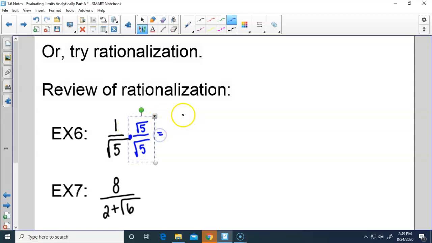So here we would just get 1 times the square root of 5 in the numerator, so just square root of 5. And then the square root of 5 times the square root of 5 is the square root of 25, which is 5. Or the other way you can think of it is the square root of 5 squared, which is going to give you just 5, because that square root and square are going to cancel out. So that one should be very familiar to you.